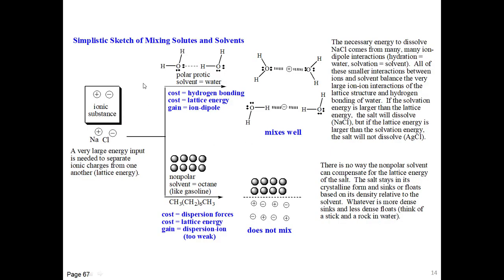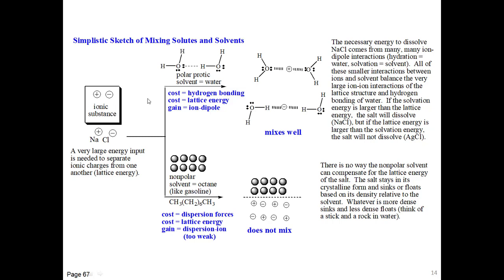So I have here a very simple scheme for mixing, say, solutes and solvents. I picked something that's ionic, and what could be easier than sodium chloride. Sodium chloride is something we're all familiar with. And then I picked 2 extremes of solvents. One is water, very polar, lots of OH, and one is nonpolar, something like octane that might be part of your gasoline. So that's a very nonpolar solvent.